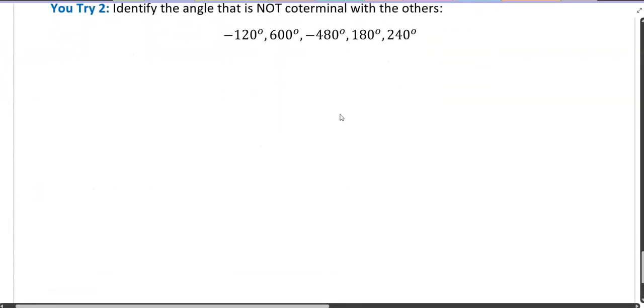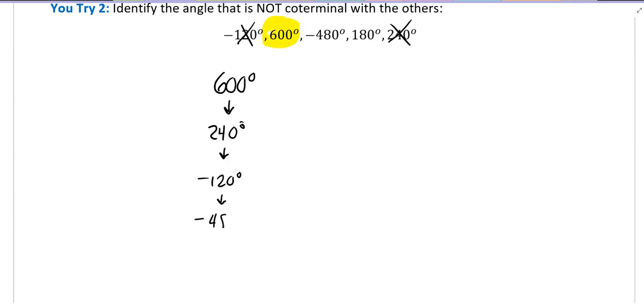So the final question here was you-try number 2. What I recommend doing is starting with the largest angle, which is 600. So I'm going to take 600 and subtract 360 from it. And when I do that, I got 240 degrees, which then eliminates that choice. If I subtract another 360 from it, I get negative 120 degrees, so we eliminate that one. And last but not least, we subtract one final 360, and when I do that, I get negative 480. So starting with the number 600, I subtracted all the way. 180 is not coterminal with the others.